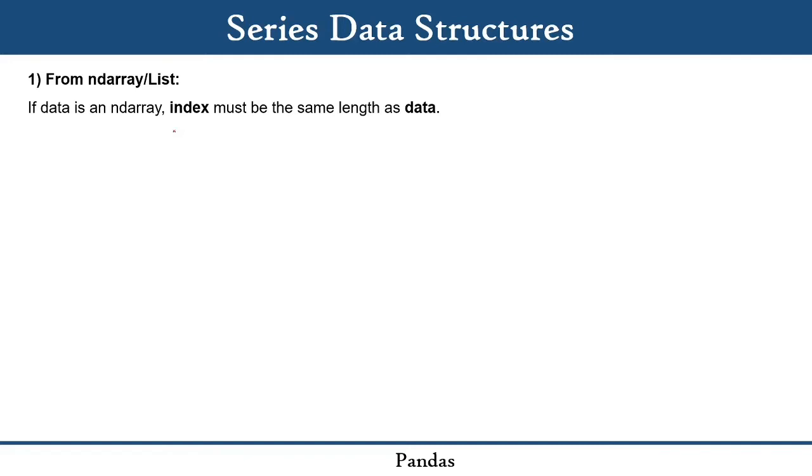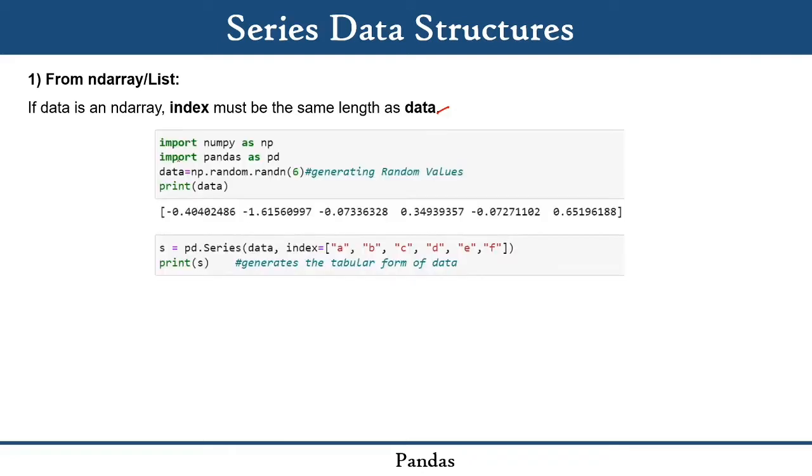If data is an ndarray, index must be the same length as data. Now, to understand the concept of creating series data using an ndarray or list, let us consider a small piece of code given below. So first, initially we have to import both NumPy and Pandas here. Then, to create series data from an ndarray or list, first we need an ndarray or basic list. So we have to use numpy. Let's consider this statement here.